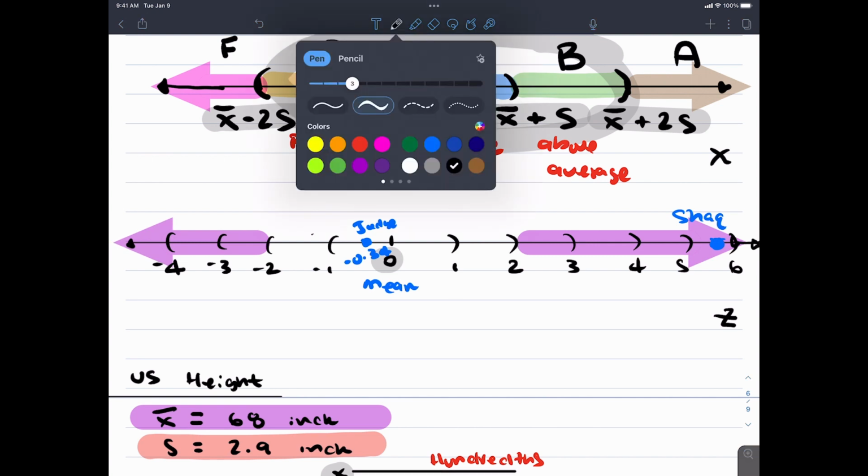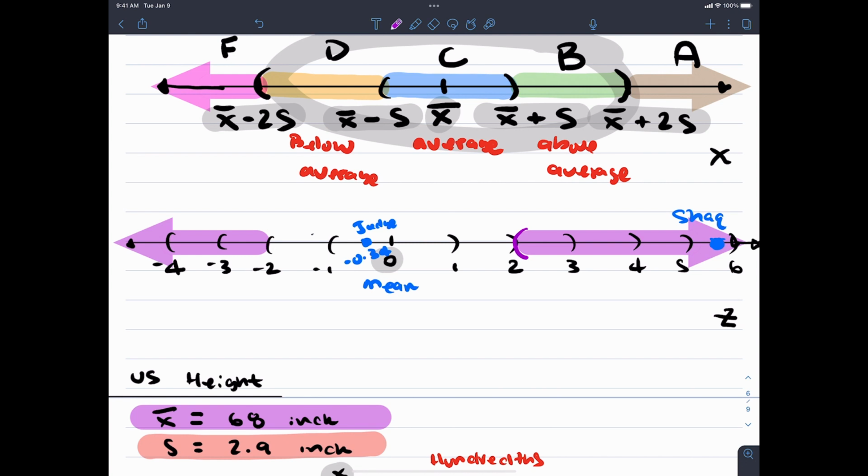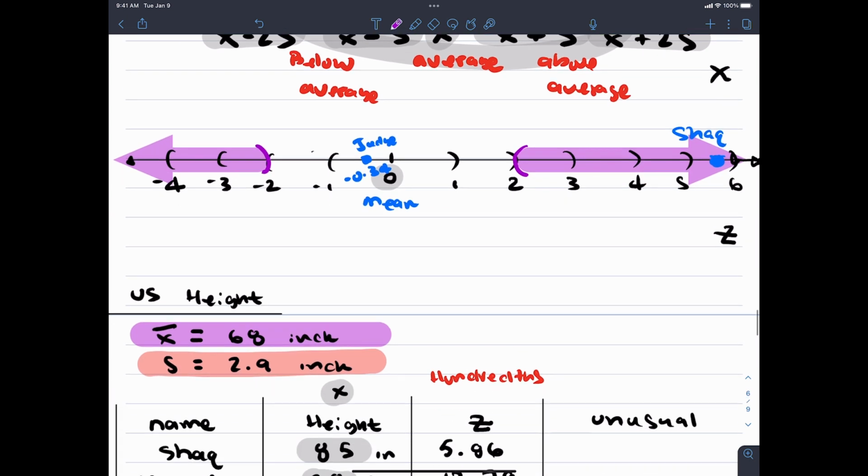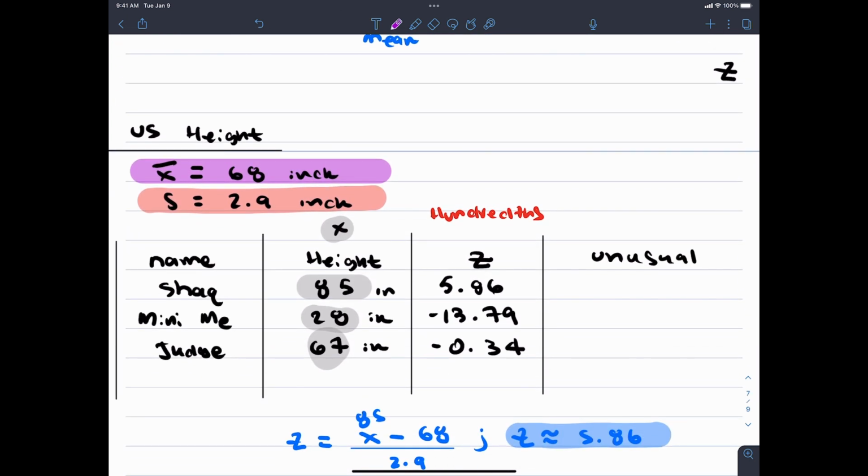So if you guys remember some of those absolute value inequalities, that just popped up here. Okay. So who's unusual? Shaq. Good. So we're going to say yes for Shaq. He's unusually tall. Good. You guys see the idea? Shaq is unusually tall.